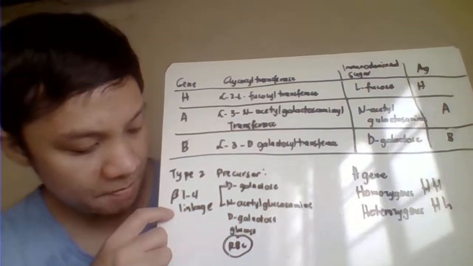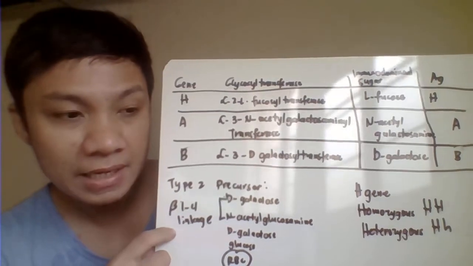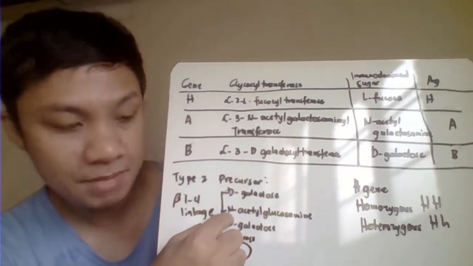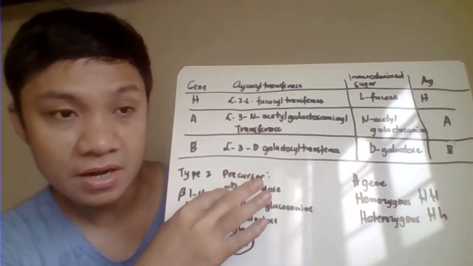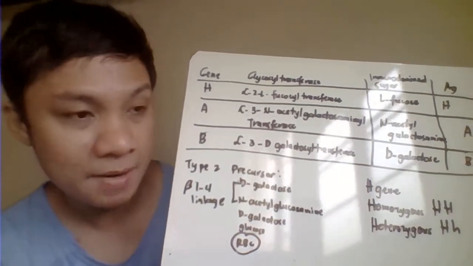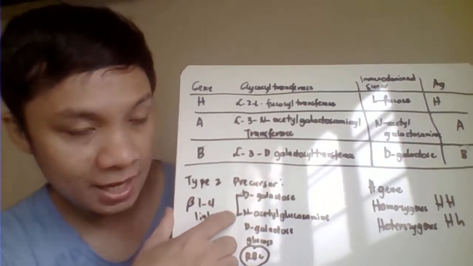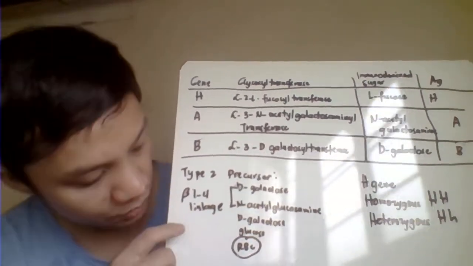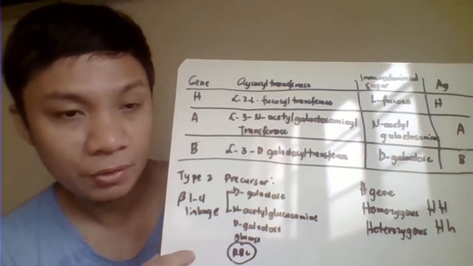So it's being linked here by your beta 1,4 linkage. The beta 1,4 linkage links the terminal D-galactose to your N-acetylglucosamine. It's beta 1 because both of them are hexoses, right? So these are 6 carbon sugars. So, the carbon 1 of your D-galactose is attached to carbon 4 of N-acetylglucosamine. That's why it's called a beta 1,4 linkage. And this is again your type 2 precursor.